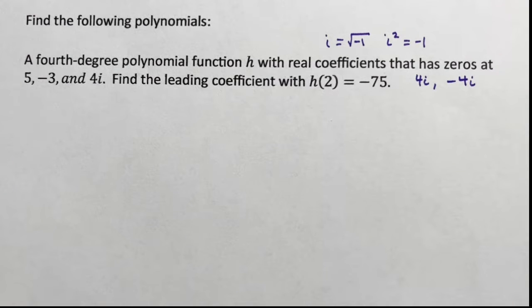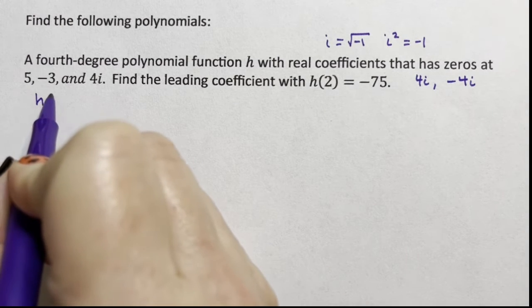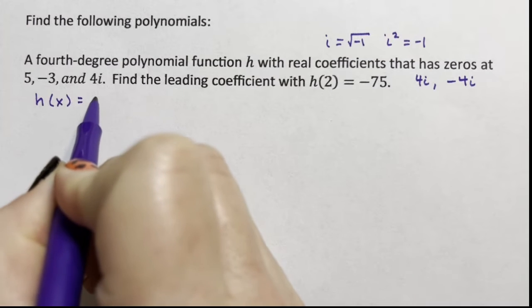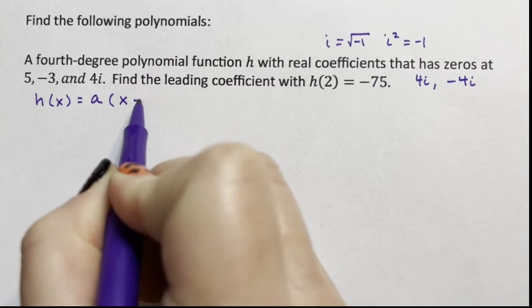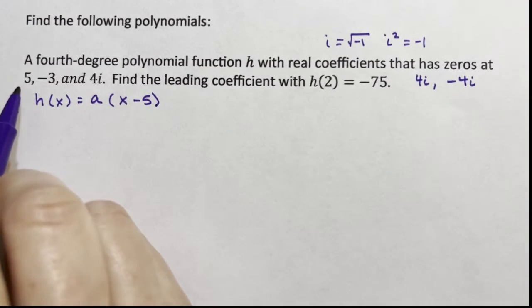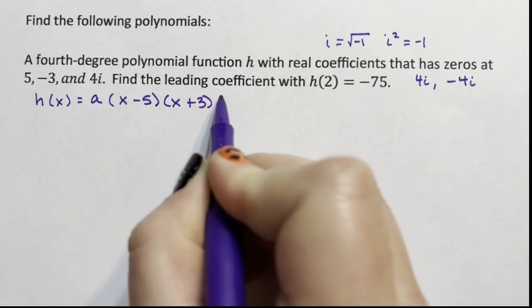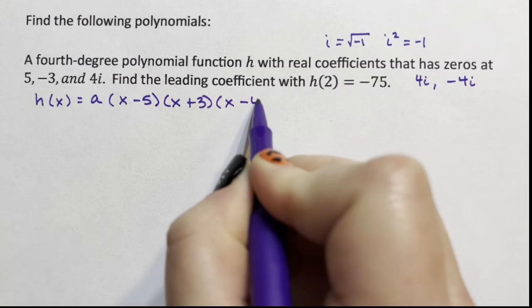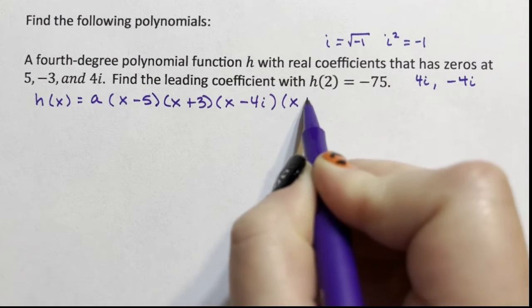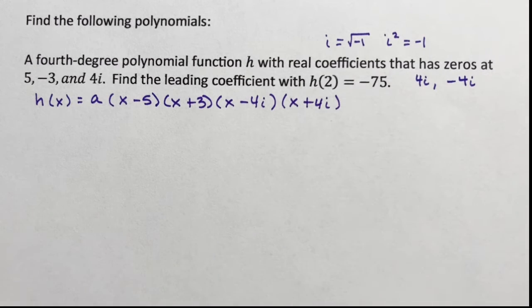So right now we know that h of x is equal to a times x minus 5, because if x is equal to 5, we subtract it over, x plus 3, x minus 4i, and x plus 4i. We could leave it there. Hey, look, we're done. But we want to multiply it out. We want to know what the expanded polynomial is, and we need to figure out what a is.